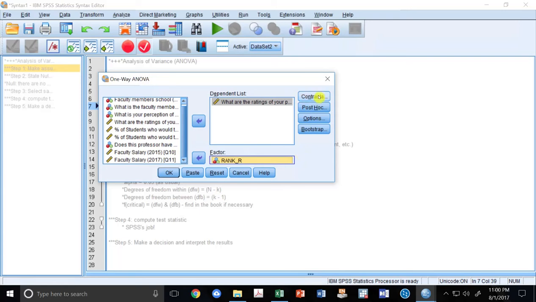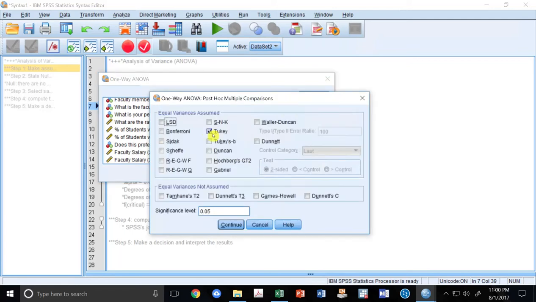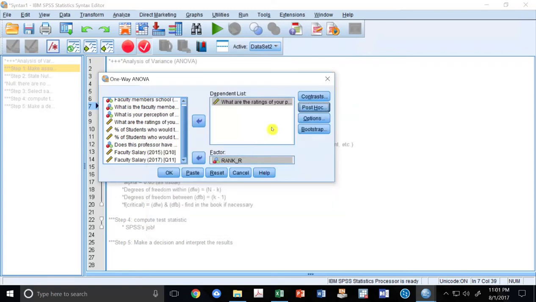So what I want to do here is click on this button that says Post Hoc. If I have Tukey selected, what Post Hoc does is it does independent tests for each group, right? So it compares assistant professors to associate professors, then assistant professors to full professors, then to lecturers, and then it does the same thing for lecturers, does the same thing for associates, and so on. So essentially it runs a series of independent sample t-tests to compare those groups.